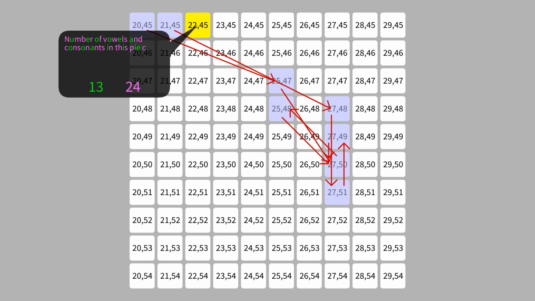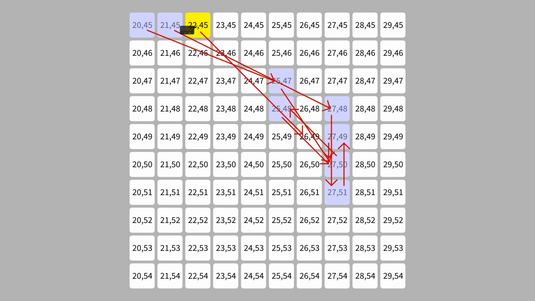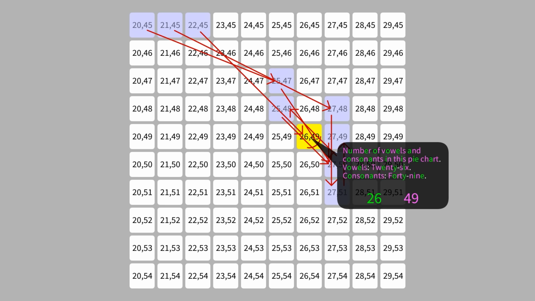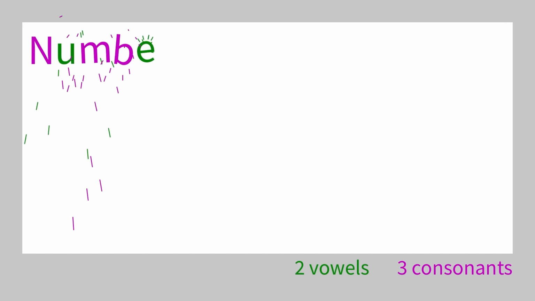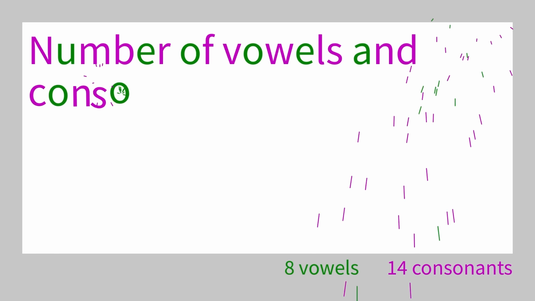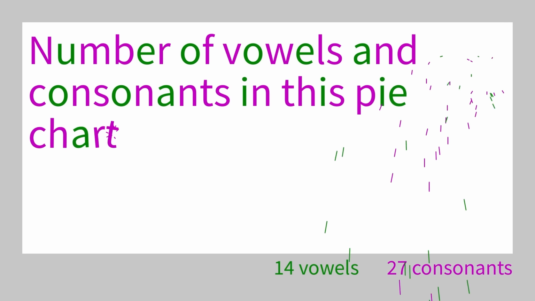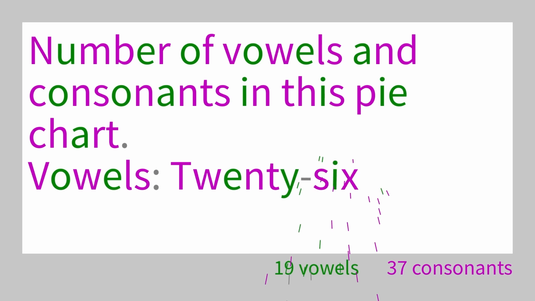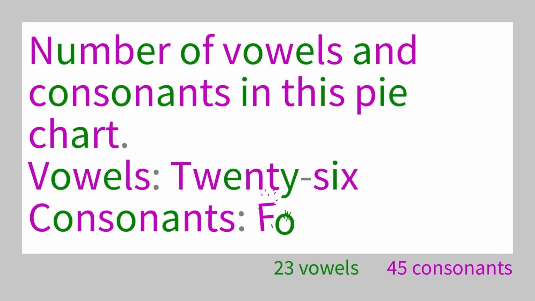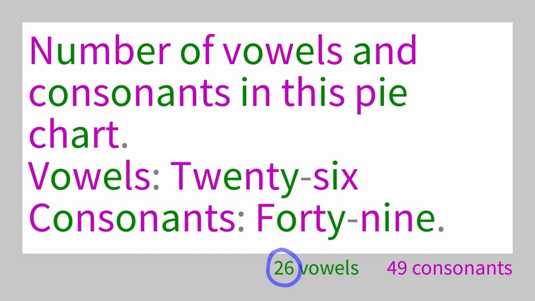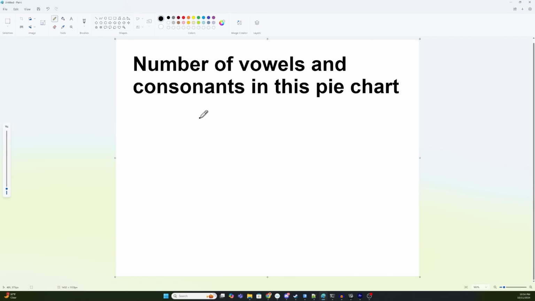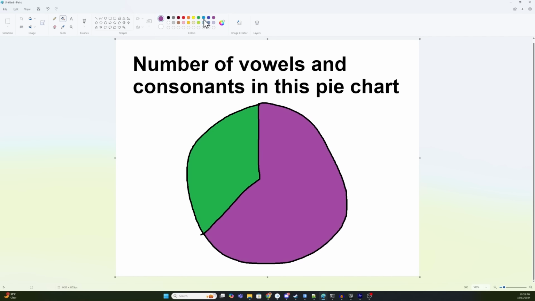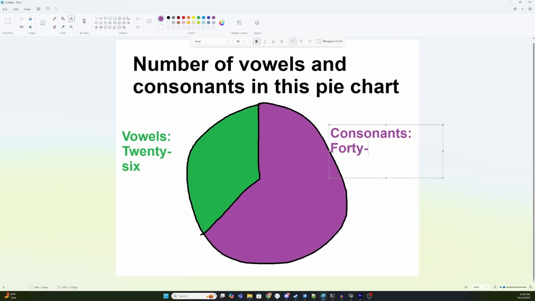If we keep going down this line of initial conditions, eventually we find that 26 vowels and 49 consonants is a valid solution. Hooray! Time for a sanity check. Number of vowels and consonants in this pie chart. Vowels, 26. Consonants, 49. 26, 49? Boom! It checks out! So there you go, now you know everything you need to make your own self-referential pie chart, and here's what I drew in MS Paint in like 30 seconds.